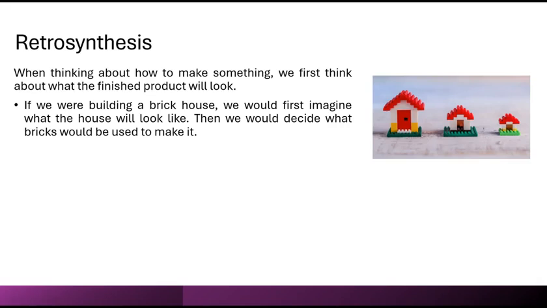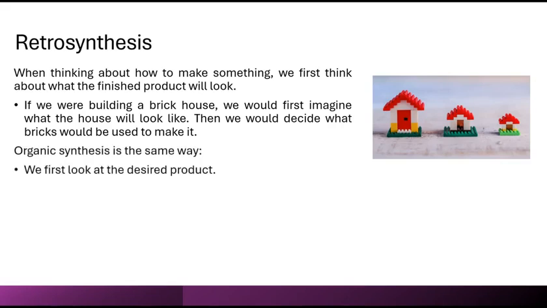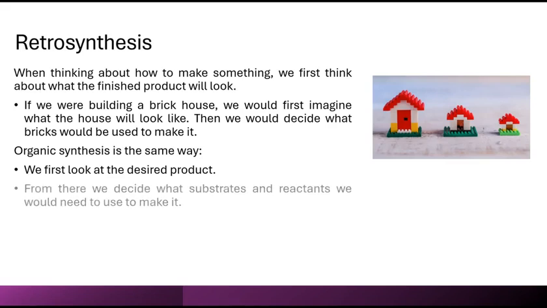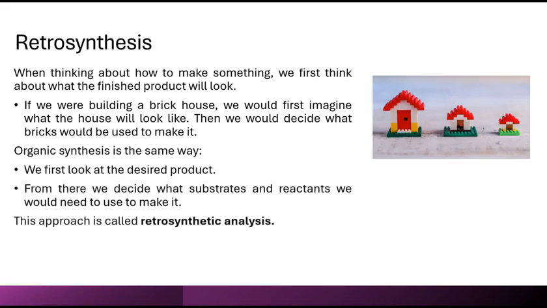Retrosynthesis. When thinking about how to make something, we first think about what the finished product will look like. If we're building a brick house, we would first imagine what the house would look like. Then we would decide what bricks to use in order to make it. Organic synthesis is the same way. We look at the desired product. From there, we decide what substrates and reactants we would need in order to make it. This approach is called retrosynthetic analysis.